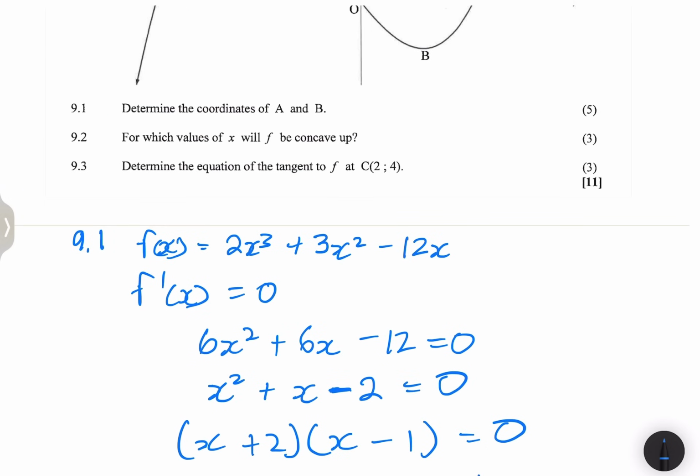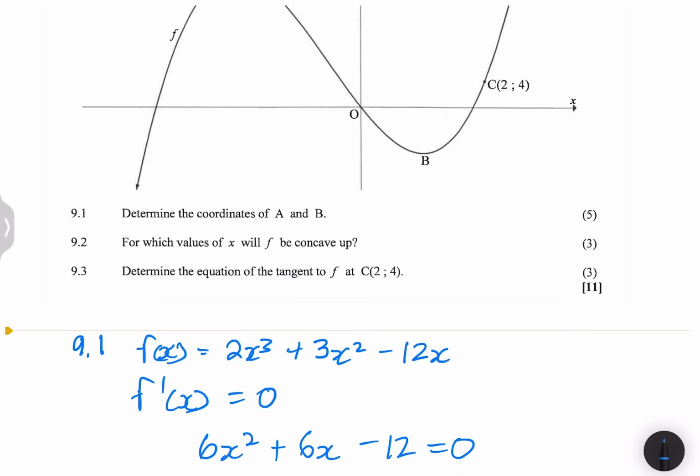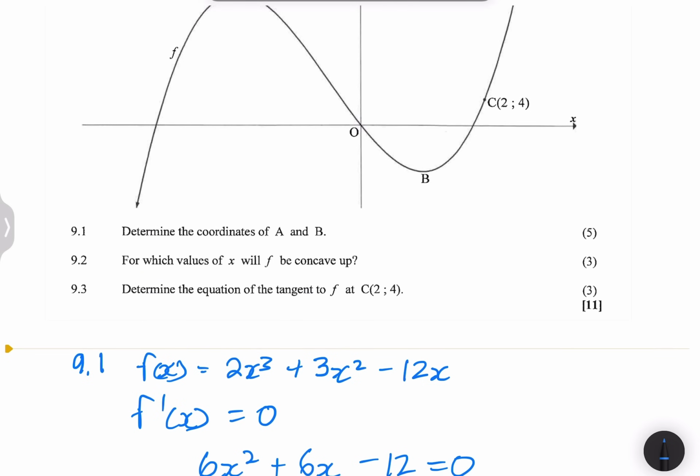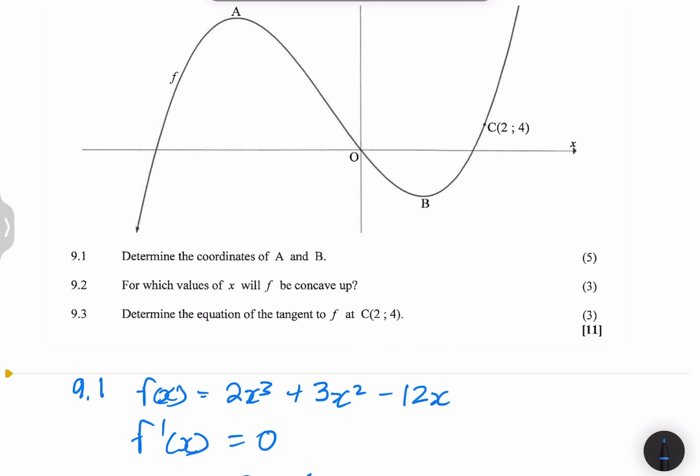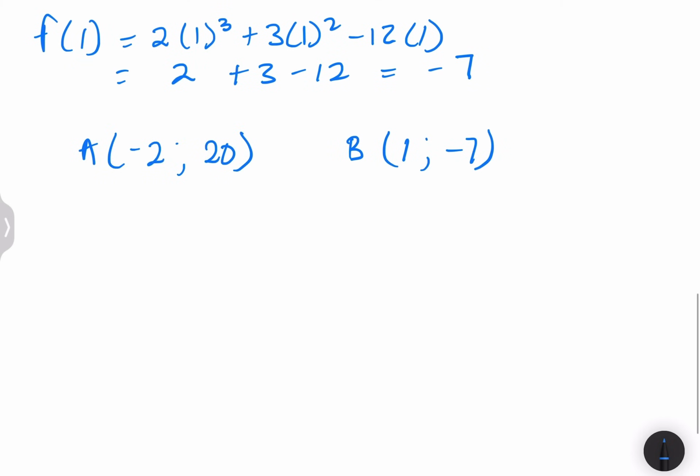They say, for which values of x will f be concave up? Now, remember, what differentiates between the points where it is concave up and concave down? Of course, it's what we call the point of inflection, right? So in this case, how do we get the point of inflection? In fact, I want to show you there's an easier way.